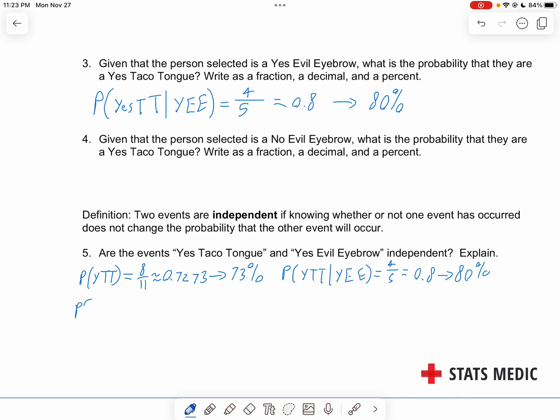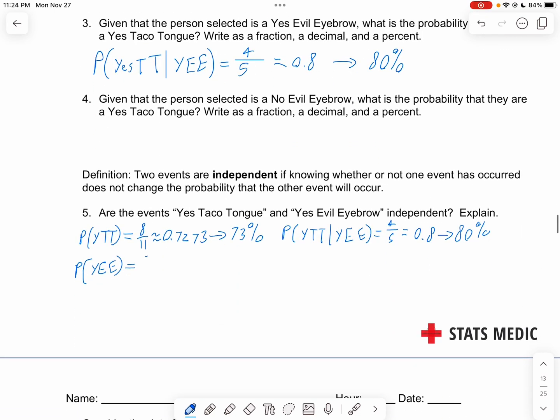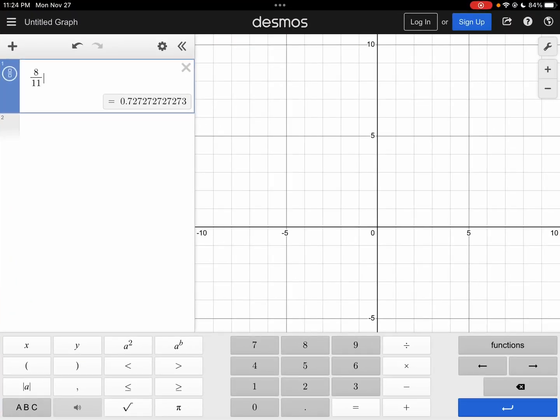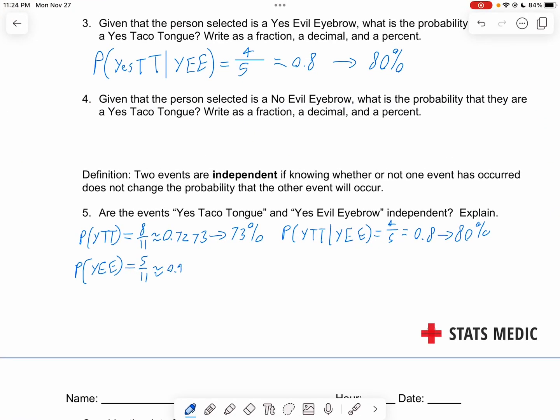Let's do the probability of yes, evil eyebrow. And for evil eyebrow, that's 5 out of 11. 5 divided by 11 is 0.4545. And that translates to a 45%. Okay, so let's add the condition on it.